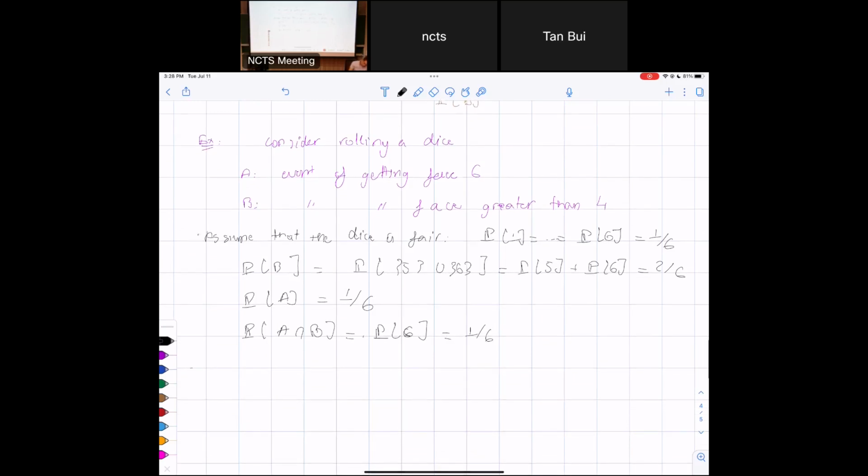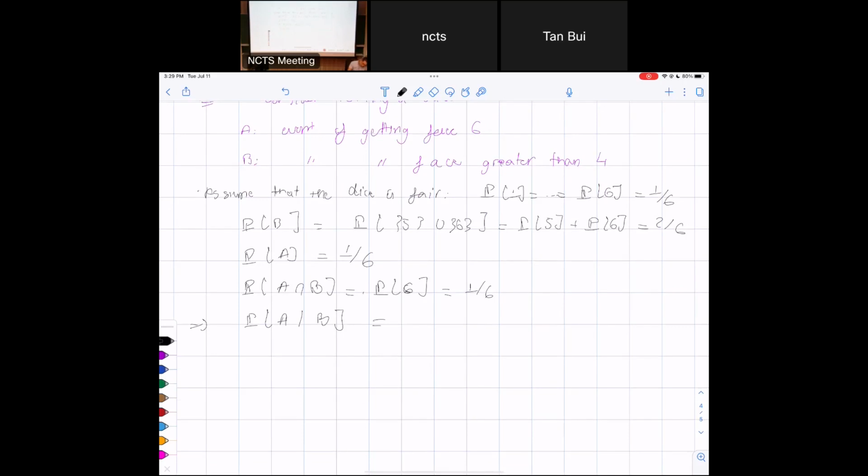So therefore, the probability of getting phase 6, right? Given the fact that we know that the phase is only either 5 or 6. Given the fact that we already know that B has already happened, that we know that it's either 5 or 6, right? Because B is greater than 4. So when B has already happened, we know that it's either 5 or 6. The question is, what's the probability that you get 6, right?